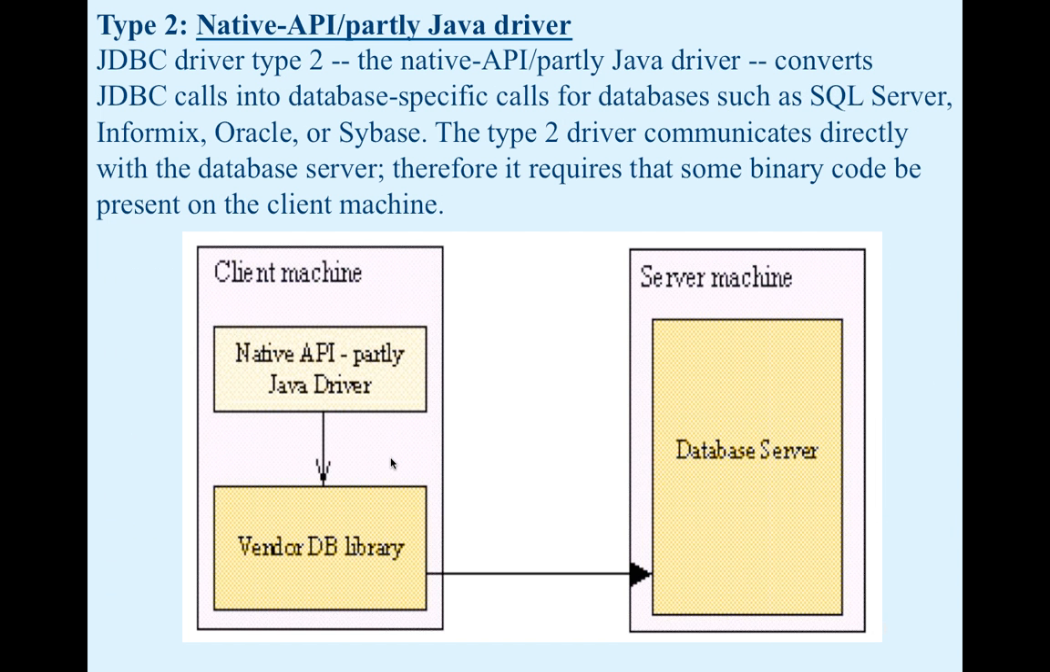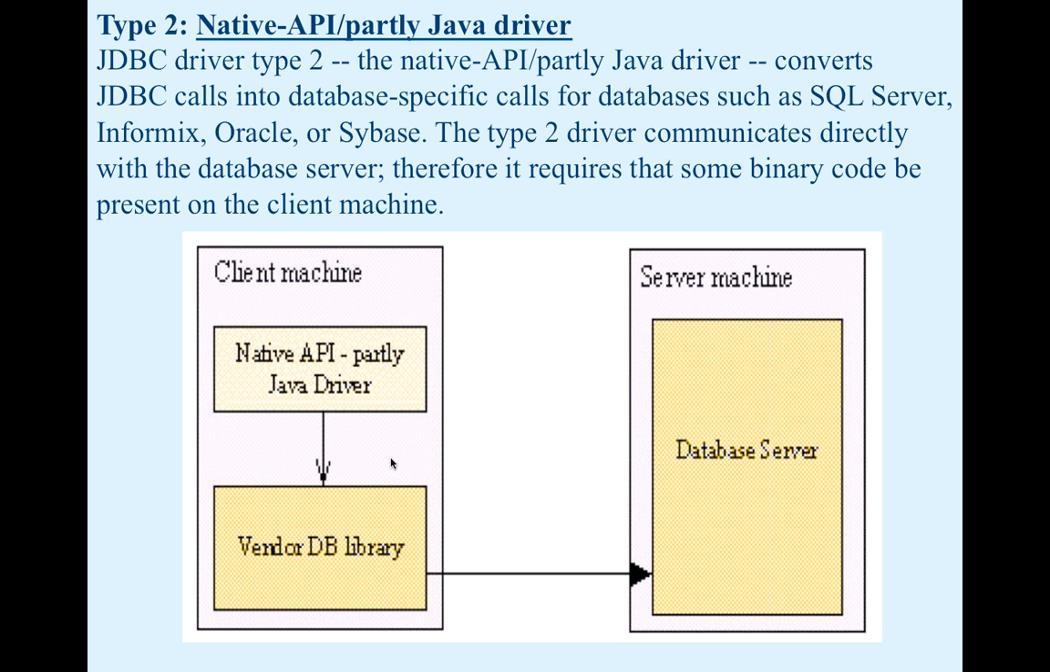Native API, partly Java driver. Then they started thinking in terms of converting a little bit into Java. So JDBC type 2, the native API, partly Java, converts JDBC calls into database specific calls for databases such as SQL and all that. And the type 2 driver communicates directly with the database server.